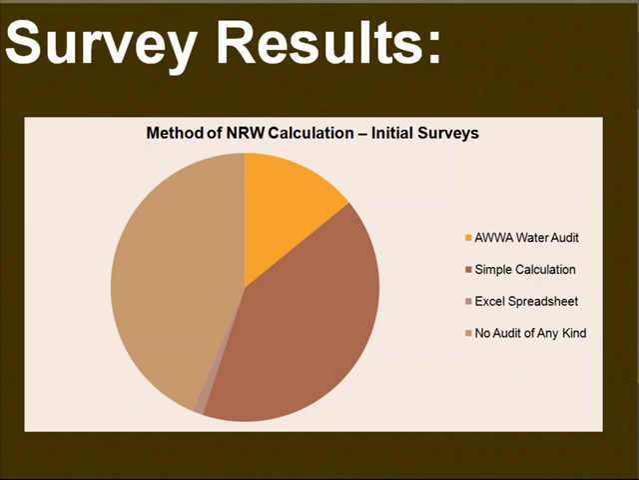So we looked at one question: what is the method of non-revenue water calculation from the initial surveys to the final surveys. So we asked if you did, say, an AWWA water audit, you did a simple calculation, maybe taking what you produce minus what you sell. Somebody responded that they had an Excel spreadsheet, and then if you had no audit of any kind. So we can see that there were the majority using a simple calculation or no audits.